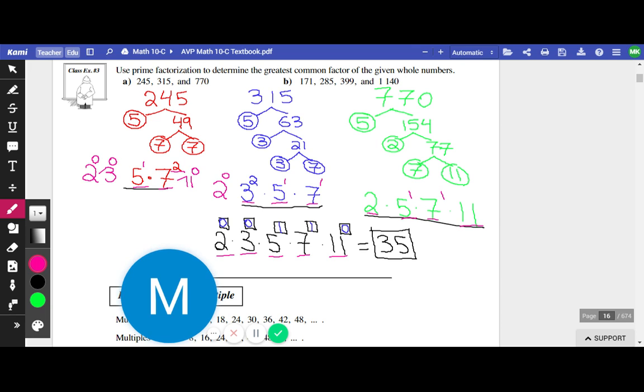Fantastic. We're not going to do the next one because it's just the same thing over again. It's just bigger numbers, right? But it's good practice for you if you want to on your own time.